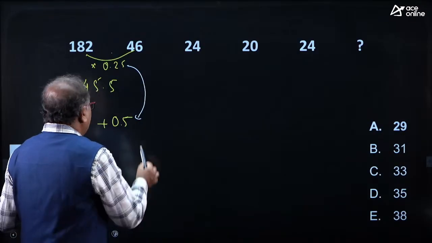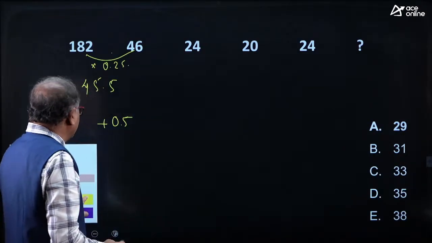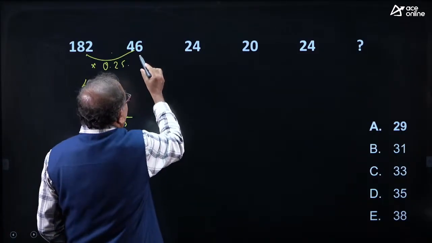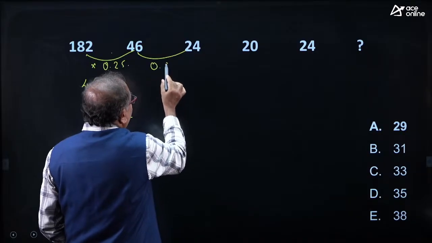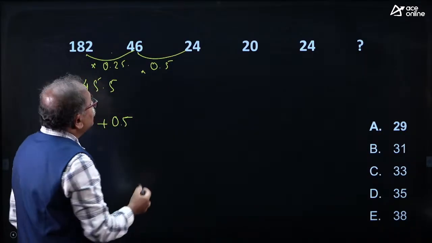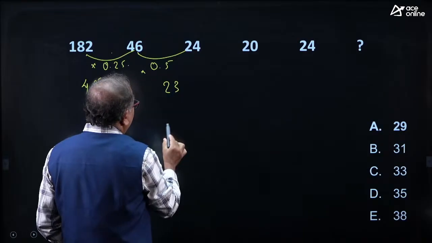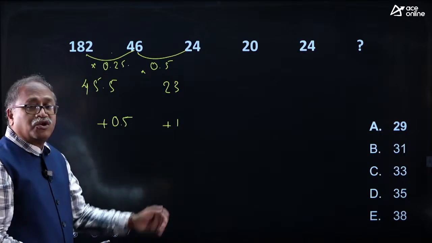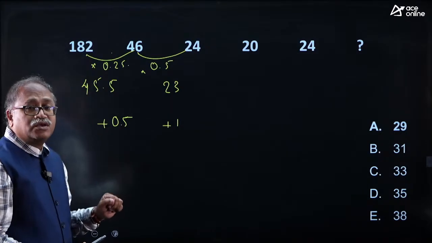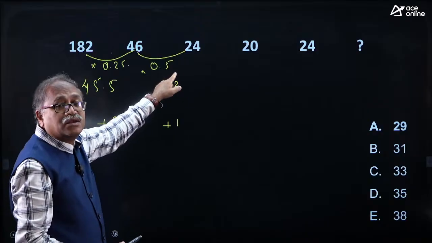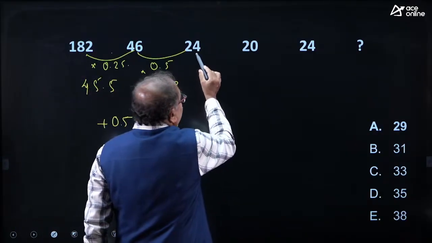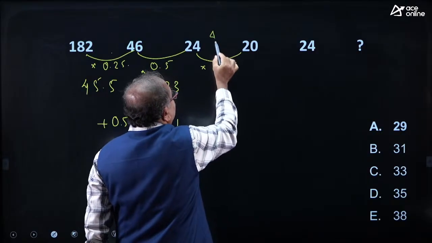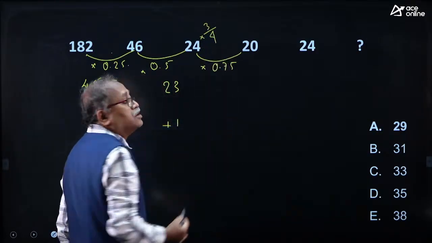Okay, now let's check the second multiplication over here. It is obviously divided by 2, that means into 0.5. So I am getting 23 over here, add 1 here, you are getting 24. So you are building up the logic here. By this time the logic is clear. Here 0.25, here another 0.25 has been added. So for this one the multiplication should be 0.75, that is nothing but 3 by 4 multiplied by 3 by 4.